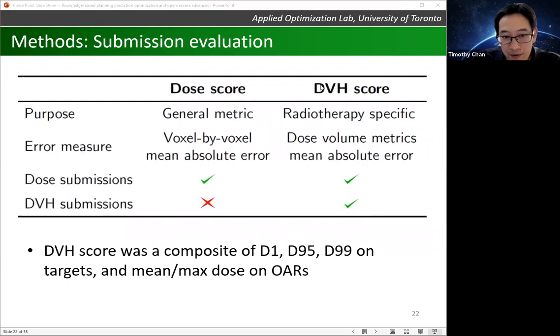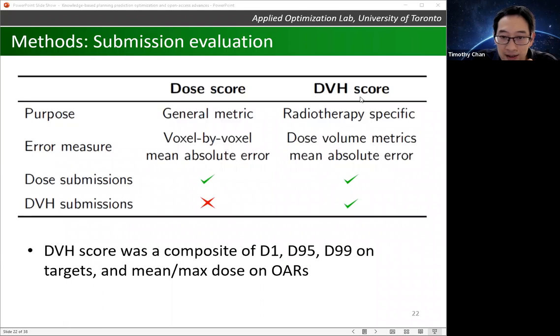We decided to actually have two leaderboards. So there was a dose score and a DVH score. So this would simply be like some percentiles in the dose distribution. And the reason was that the dose score would be a more general metric. So this would be a variation of an MAE, a mean absolute error, on a voxel by voxel level. So a pixel by pixel of each pixel in the image, essentially.